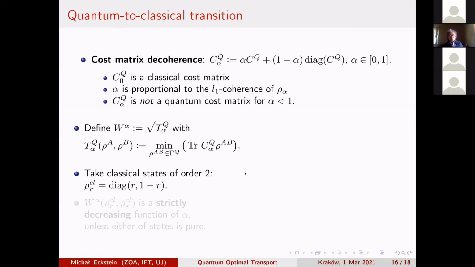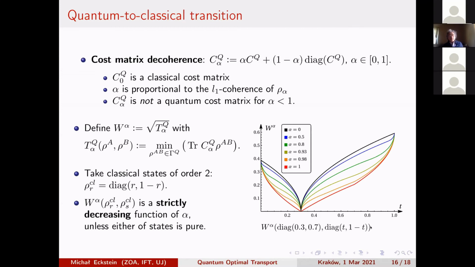Because, well, if you want to compare it with the classical problem, we need to have classical states, because the classical problem is only well defined for classical states. And what you can show is that this function is a strictly decreasing function of alpha, unless either of the states is pure. Or if the states are equal, because if they are equal, obviously the distance is 0, so it's obvious.